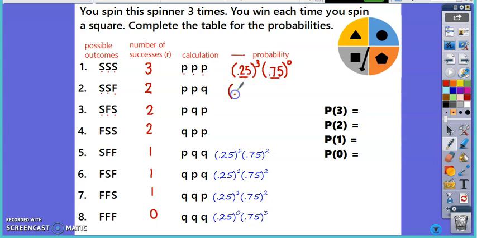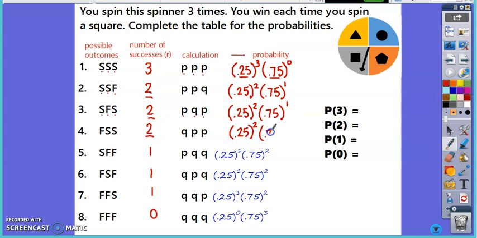Similar here, I would have 2 winners followed by that loser. This one I'd have the 0.25, the 0.75, and then the 0.25. Since when you multiply the order doesn't matter, I'm just going to write this one the same as the last one. So anytime you have 2 successes, you're going to be able to write it as the probability of success 2 times with 1 failure. And I filled in the rest of those like that too.